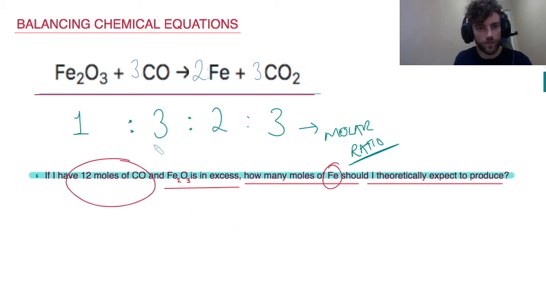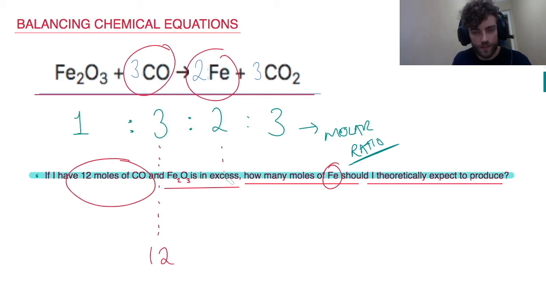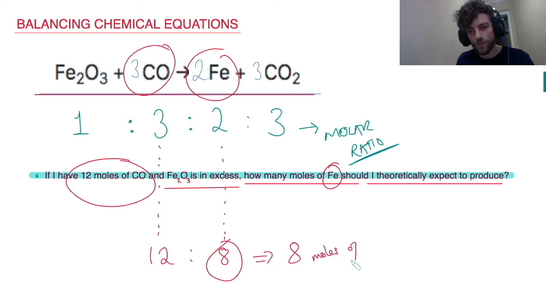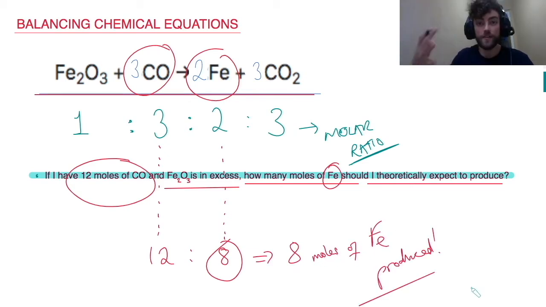Okay, so I've got 12 moles of carbon monoxide, so let me write 12 down here, and let me check out my molar ratio between carbon monoxide and iron. It is simply 3 to 2, and so I must very simply write the ratio of 3 to 2 as 12 to 8. And therefore, there would be 8 moles of iron theoretically produced.